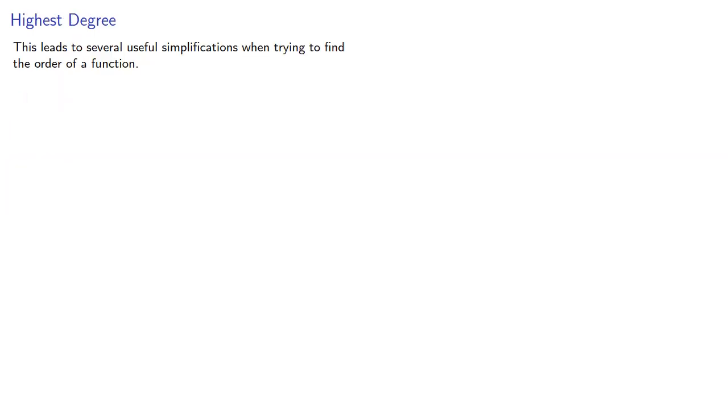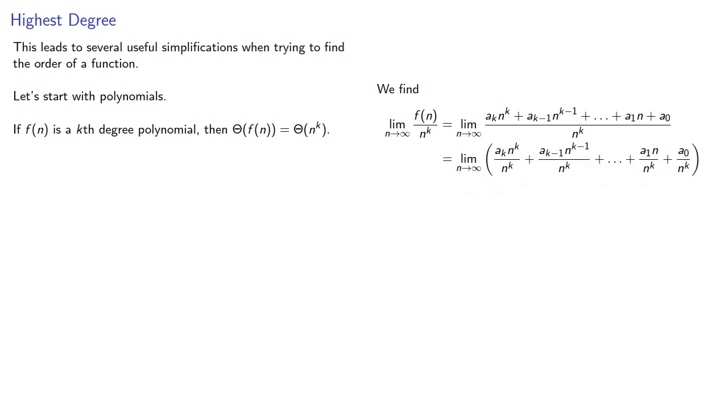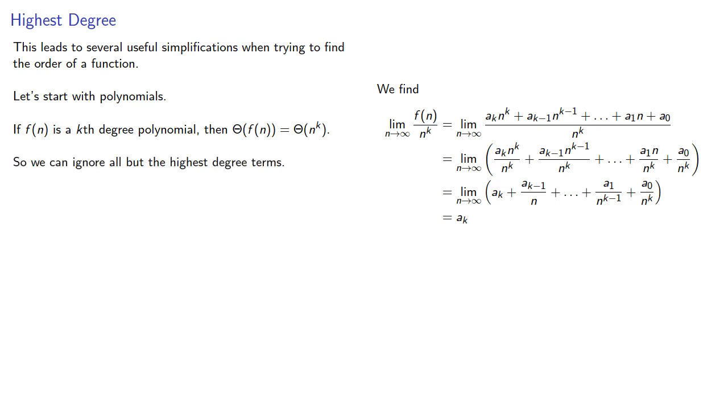This leads to several useful simplifications when trying to find the order of a function. Let's start with polynomials. If f of n is a kth degree polynomial, then the order of f of n will be, well, let's find that limit. If f of n is a kth degree polynomial, we can express it as, and we can rewrite that quotient individually as, and as n goes to infinity, we're left with some constant, and so the order of the kth degree polynomial is the same as the order of n to the k, so we can ignore all but the highest degree terms.